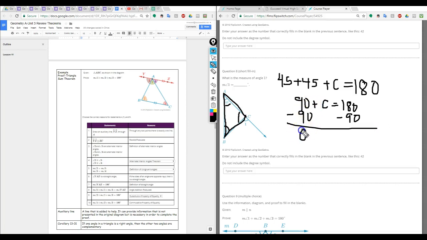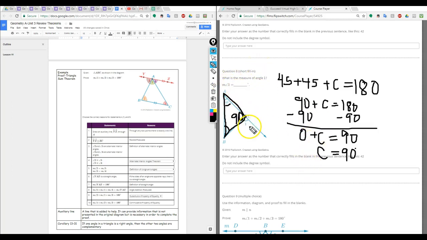90 minus 90 is 0, plus C is equal to 180 minus 90, which is 90. 0 plus C is C. So C is equal to 90 degrees right here. This inside measures 90 degrees.